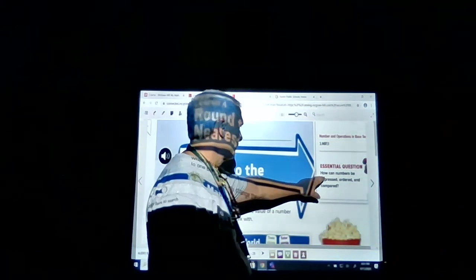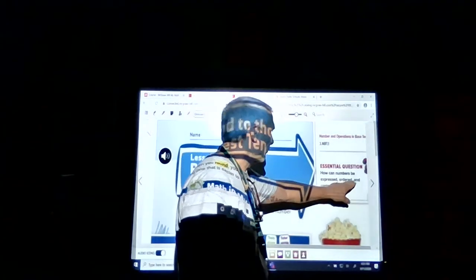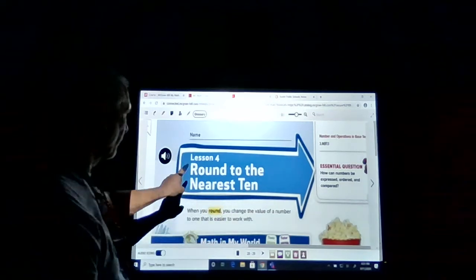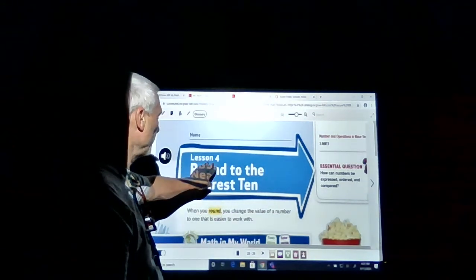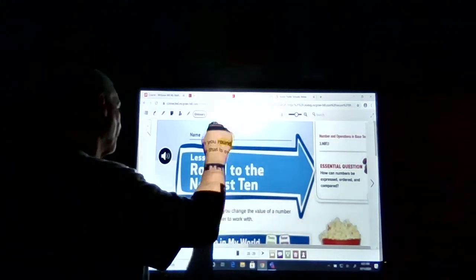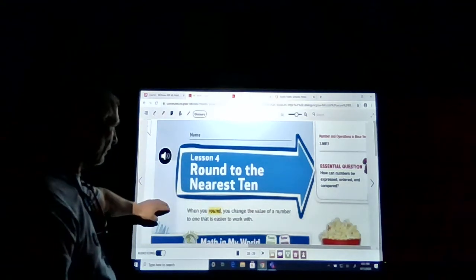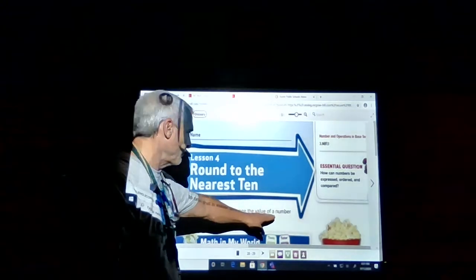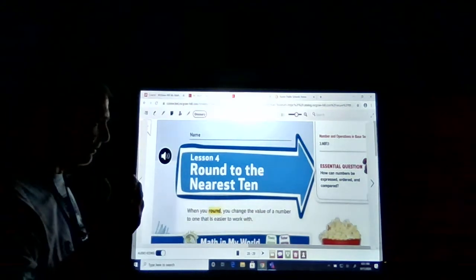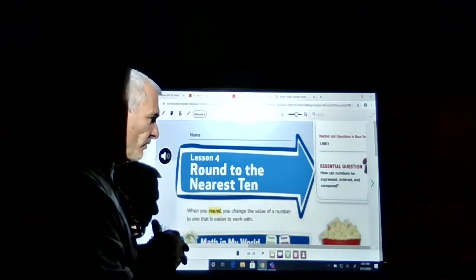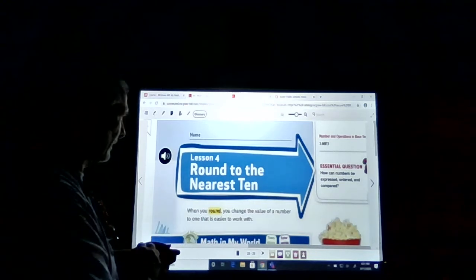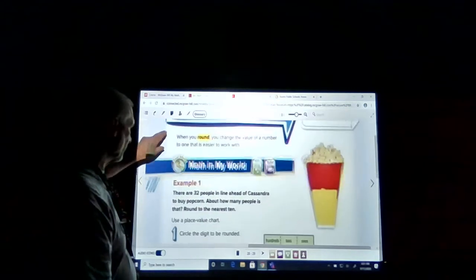Here's some of those big words again. How can numbers be expressed, ordered, and compared? In the last lesson, we put numbers in order and we put our finger down so we could keep space between those. Which one's the biggest? Which one's the smallest? Least to greatest? Greatest to least? Well, today we're going to round, and that's when you change the number a little bit to make it easier to work with, because we can remember tens and hundreds easier than 97 or 5,296. So we'll round some small numbers to start with.